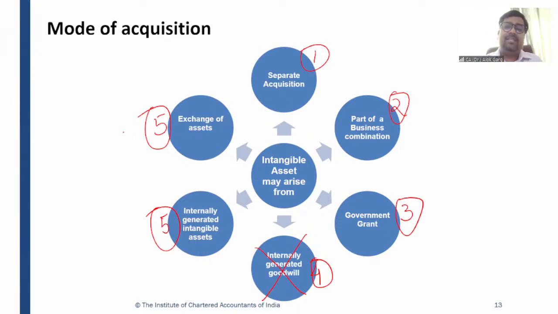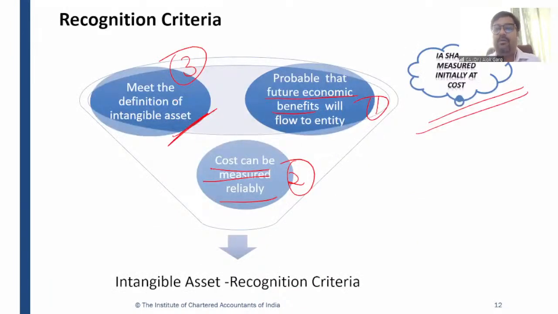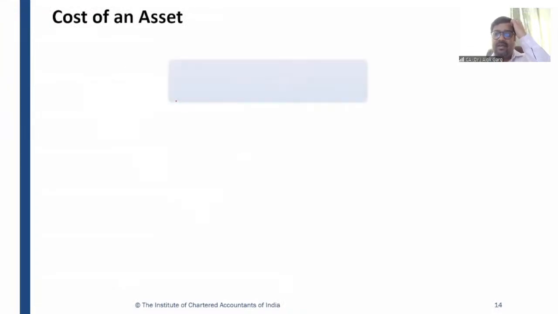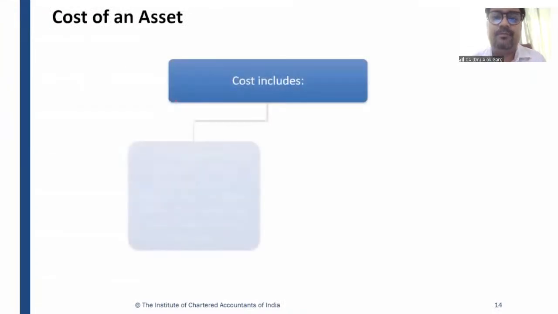So we'll discuss these 6 parts as a mode of acquisition, and while discussing these 6 parts, we will discuss at what value intangible asset has to be recognized. Intangible asset shall be measured initially at cost. So cost comprises what? We will discuss it. First, let's discuss the separate acquisition, right?